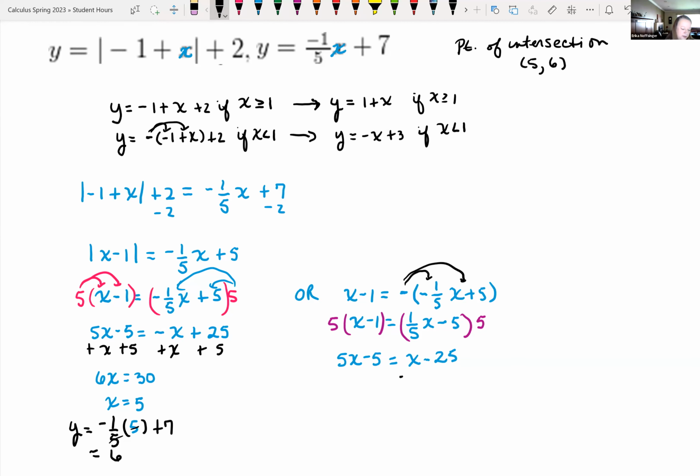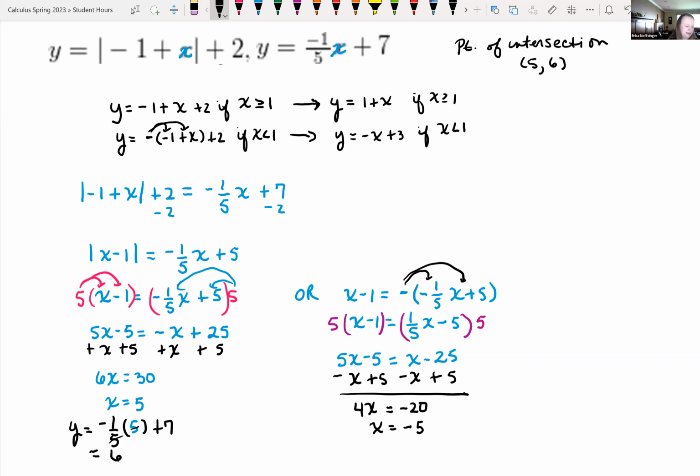Getting variables to one side. So I'm moving all my variables to the left-hand side of my equal sign and moving all my constants to the right-hand side of my equal sign. So subtracting x on both sides and adding 5 on both sides, we end up getting 4x is equal to negative 20. And so in this case, dividing by 4 on both sides, I get x is equal to negative 5.